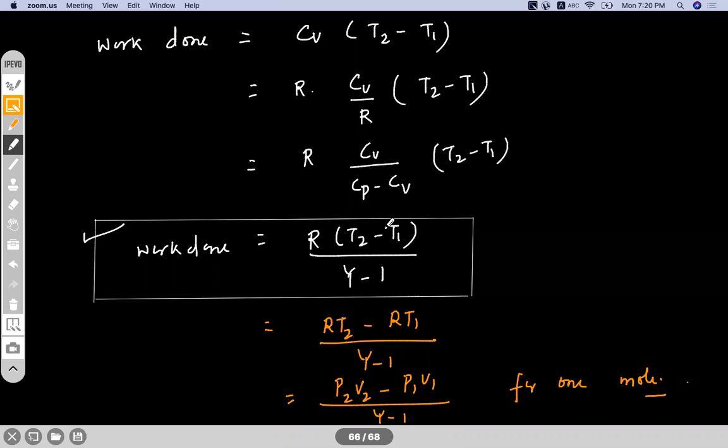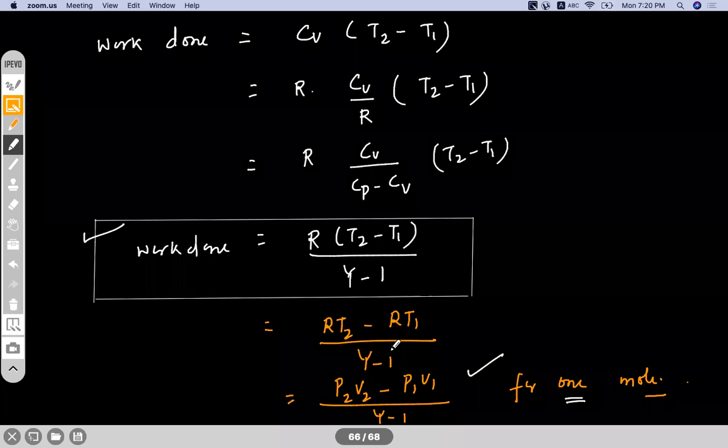If you multiply R with T2 and T1 here, you'll get this. RT2 is nothing but P2V2, and RT1 is nothing but P1V1, by gamma minus 1. This is the other formula for one mole. This is the work done expression for reversible adiabatic expansion.